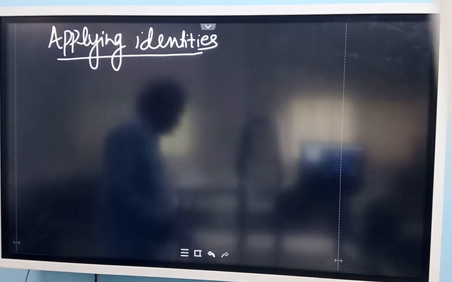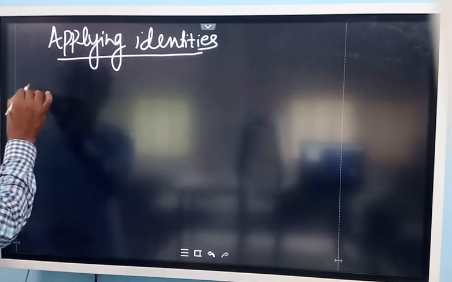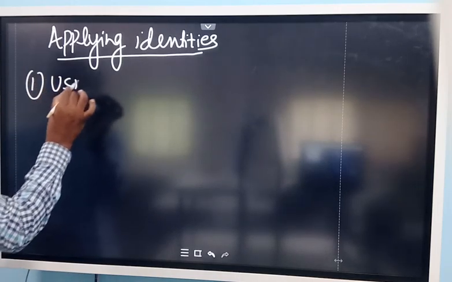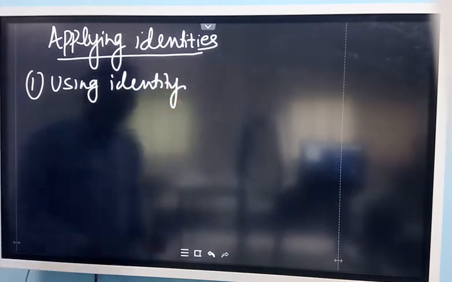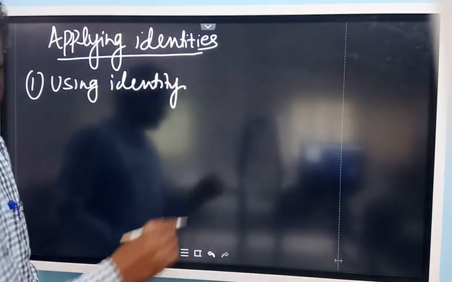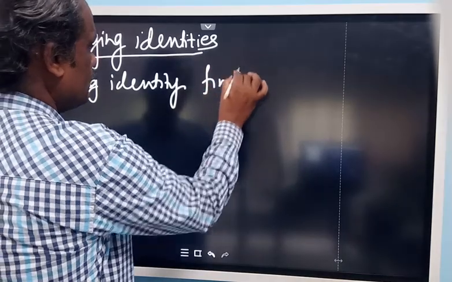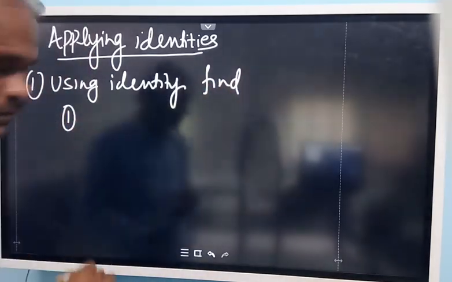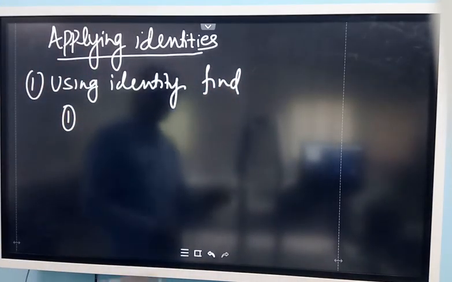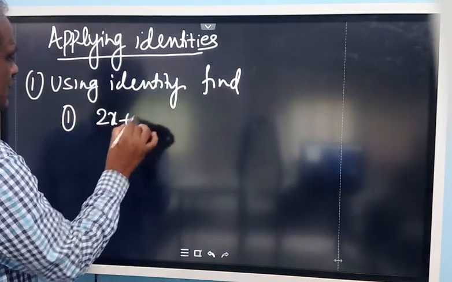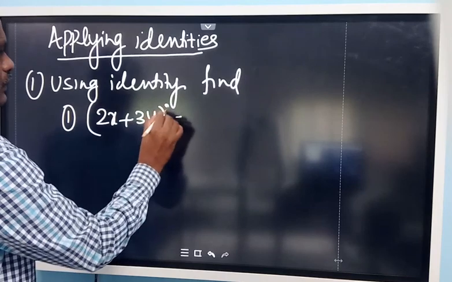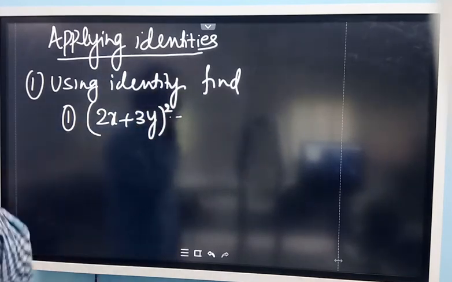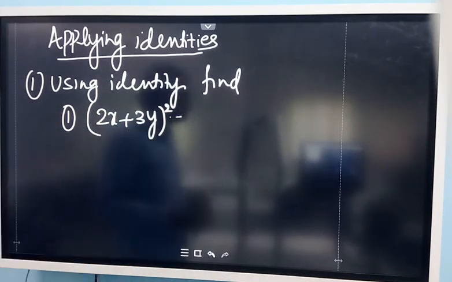Using identity, we can find, first one, (2x + 3y) whole squared. So you can multiply, this is a binomial expression. (2x + 3y) whole squared is (2x + 3y) into (2x + 3y).